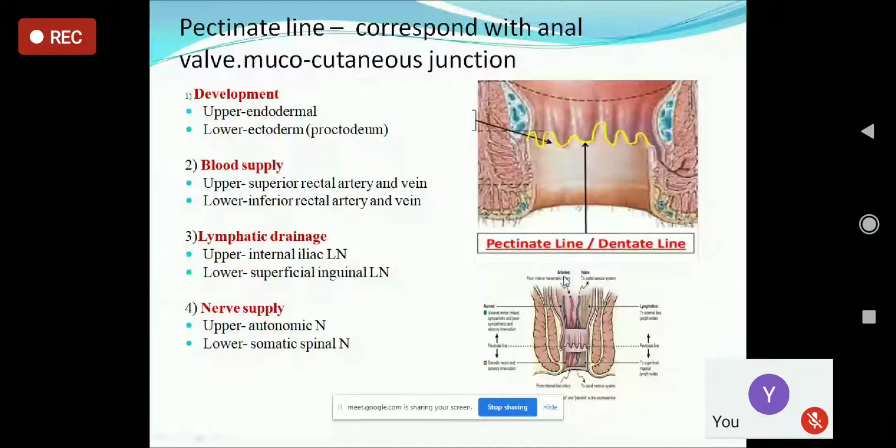Developmentally it is also different. The upper part is endodermal, and the lower part is ectodermal in origin. The upper part is supplied by the superior rectal artery and vein, whereas the lower part gets the inferior rectal artery and vein. Lymphatic drainage of the upper part is into the internal iliac lymph nodes, and the lower part into the superficial inguinal lymph nodes. The upper part has autonomic nerve supply and the lower part has somatic nerve supply.